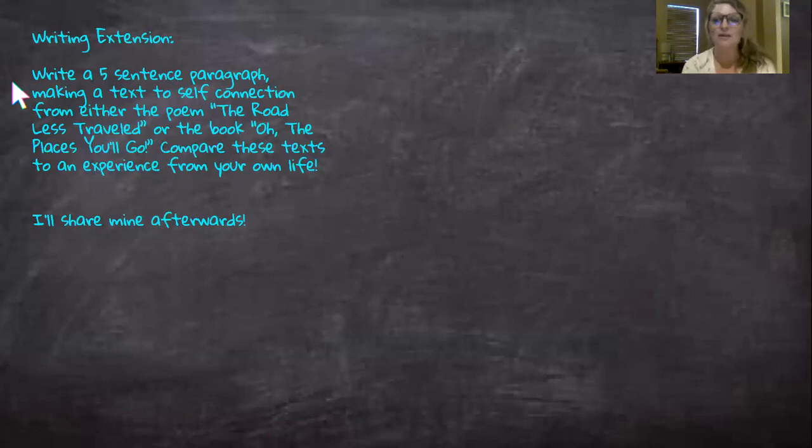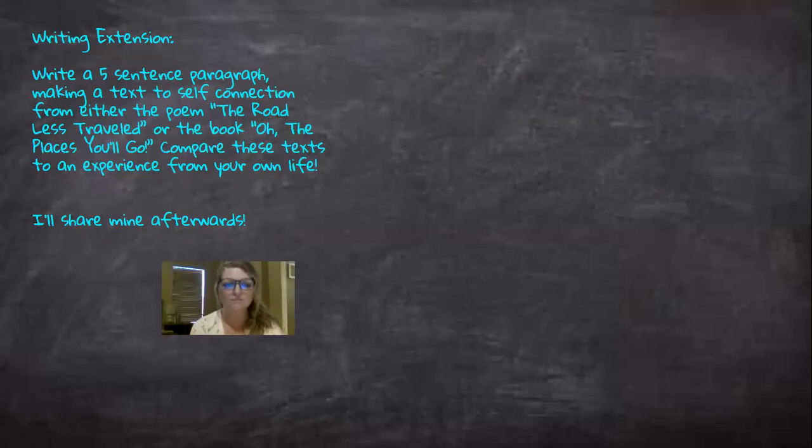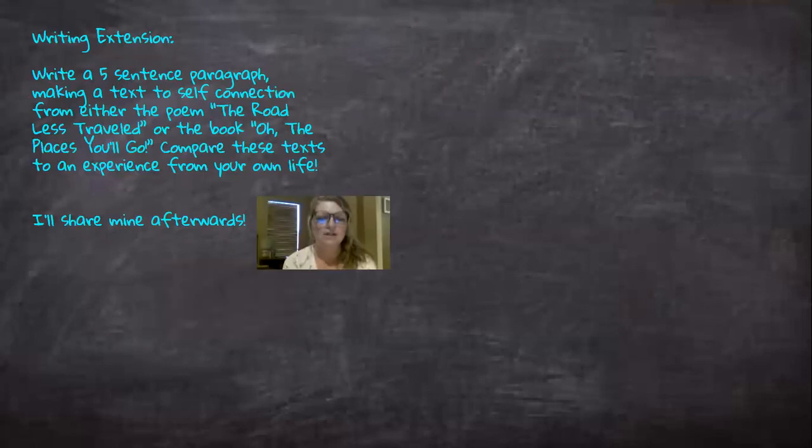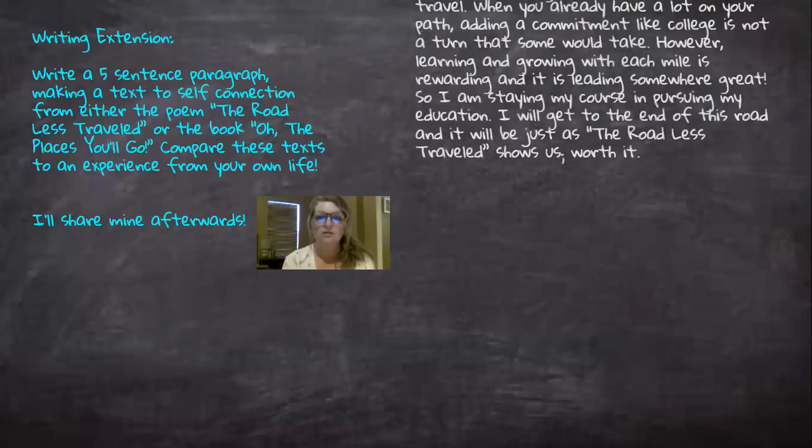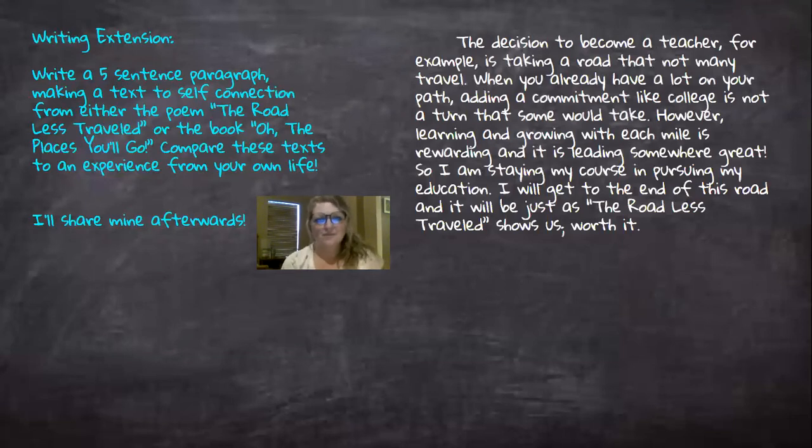Okay, so I hope you guys went ahead and did the writing extension. It's only 5 sentences. So I think for 6th graders, that wouldn't be too difficult, but it would allow us to kind of elaborate on that experience that you had. So I'm going to go ahead and share with you mine that I wrote up, just so you can see what I'm talking about when I say make a text-to-self connection between the 2 texts that we read. Okay, so this is mine on the right, and I'll just read it aloud to you. You can read along, follow along.